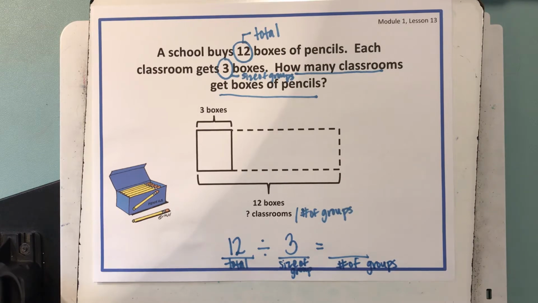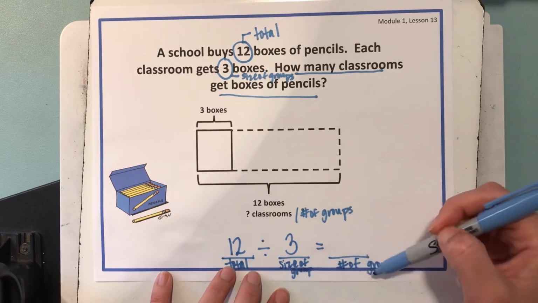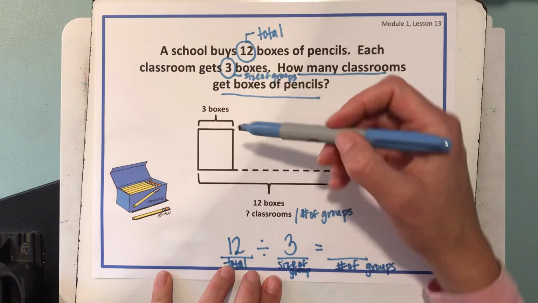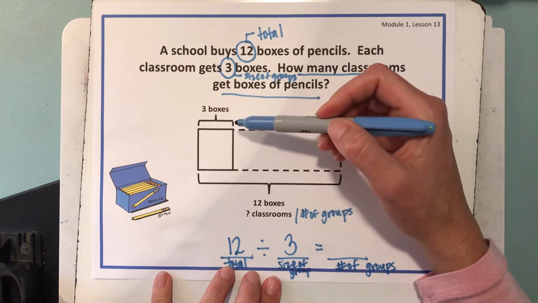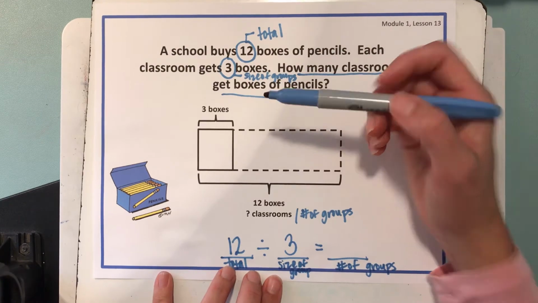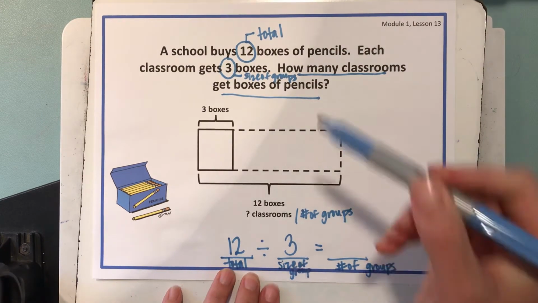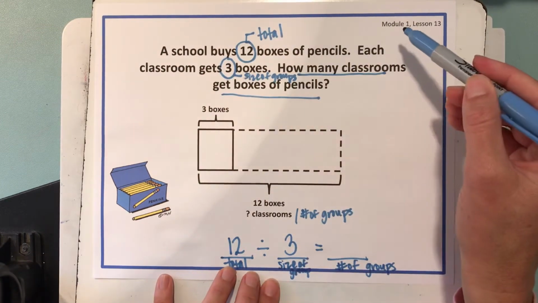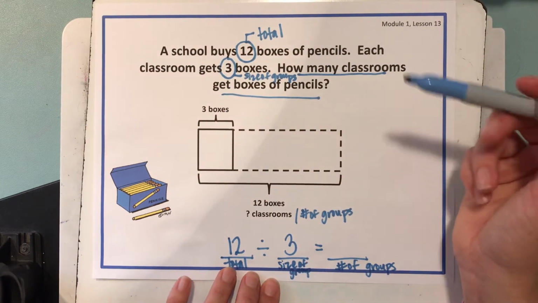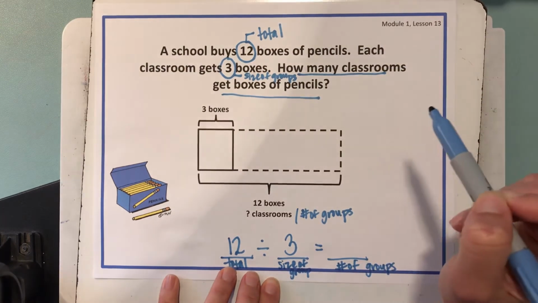Or am I trying to figure out the size of the group? Okay? And that will help you solve these problems if you can figure that out. Okay, so we are going to be skip counting by 3s, and that's the best way to solve this problem, is to skip count by 3s until we get to 12, okay? And remember, if you have your number line, it will make it a lot easier for you to solve this if you don't know how to skip count by 3s yet.